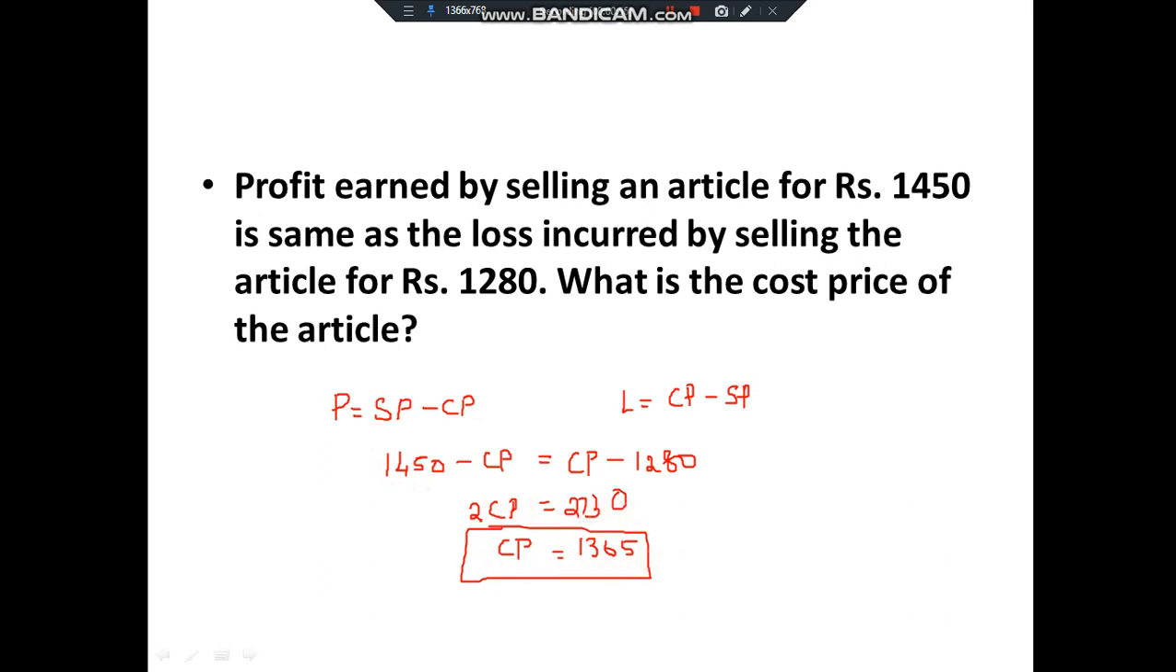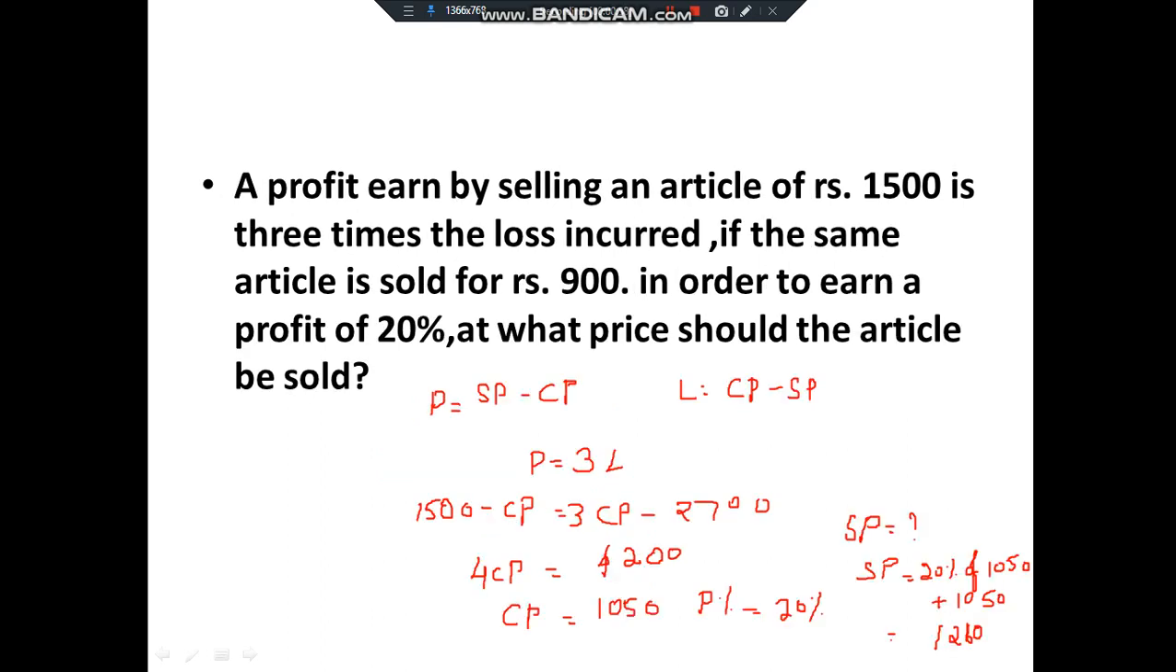Okay, hope you understood. Next question: a profit earned by selling an article for rupees 1500 is 3 times the loss incurred if the same article is sold for rupees 900. In order to earn a profit of 20%, at what price should the article be sold? So it is quite similar to the previous question, but the difference is it is 3 times the loss incurred. That is one difference.